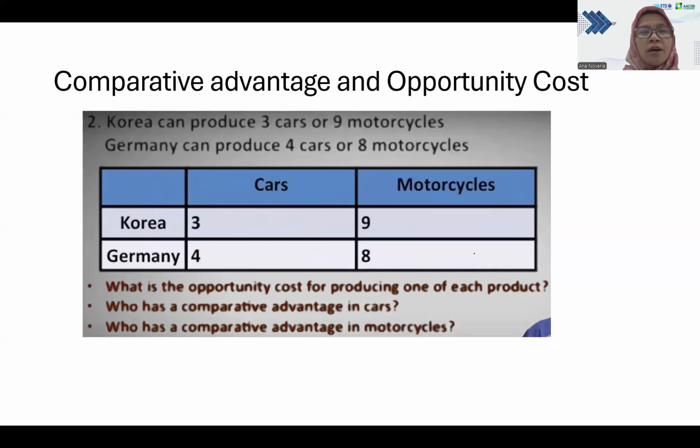Okay, now exercise. Which one has the comparative advantage in producing cars, and which one has comparative advantage in producing a motorcycle? You can pause the video using the same method. You calculate the opportunity cost for each good, for one car and one motorcycle for each country.